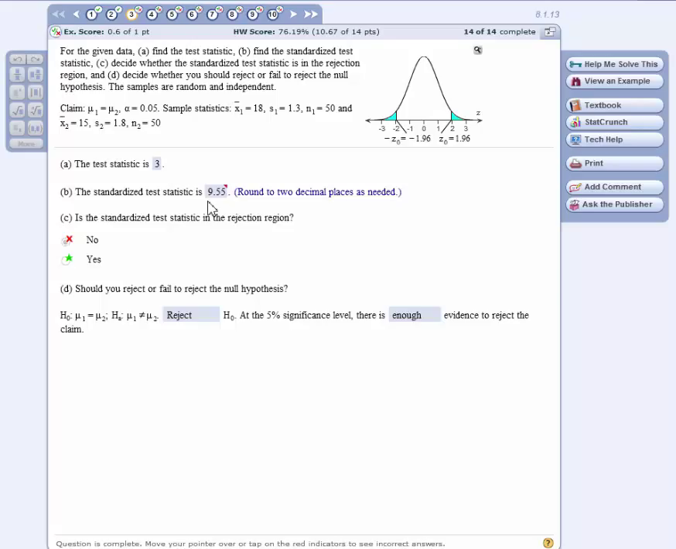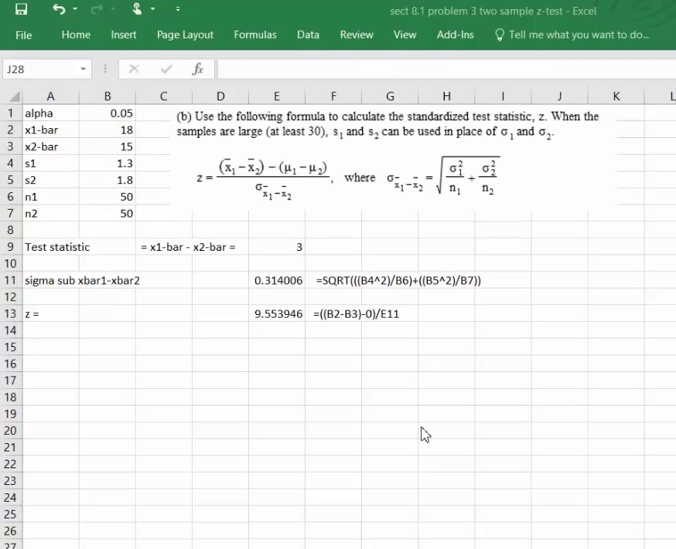Okay, standardized test statistics. There's two ways to get it. One is to do it manually using Excel, and the other is to use StatCrunch. I'm going to show you the manual method first of all. Okay, here's the spreadsheet. I've copied over the data, the alpha of 0.05, which actually we don't need in this solution, but I just copied it anyway. Our mean of the first sample, x1 bar, is 18, x2 bar is 15. Standard deviation of the first sample is 1.3, then 1.8, and the two n's are 50.